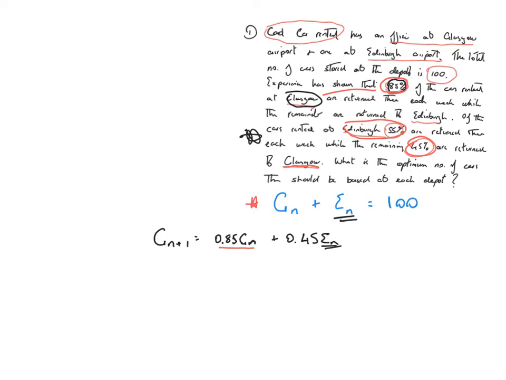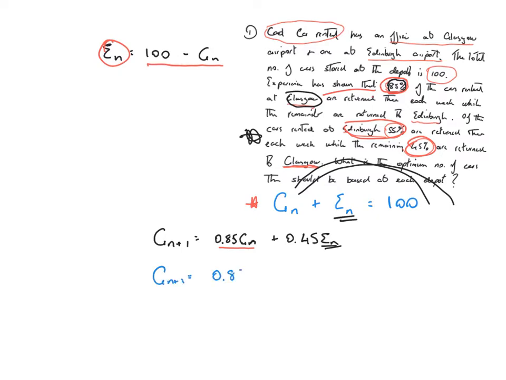What I can see is that GN plus EN equals 100. Now, what I could do then is change the subject of the formula, and that would be EN equals 100 minus GN. Now what I can do is make a substitution. Where I see EN, I can replace it with 100 minus GN. So it's going to be GN plus 1 equals 0.85 GN plus 0.45 lots of EN, and EN is 100 minus GN.